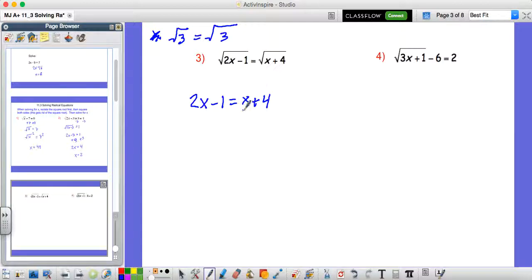So now we just play algebra like we've normally done. Subtract x from both sides. We get x minus 1 equals 4. Add 1 to both sides. X has to be 5. Check your work. 2 times 5 is 10 minus 1, the square root of 9. That'd be 3. 5 plus 4 is 9, square root of 9 is 3. So 5 is our answer for x.